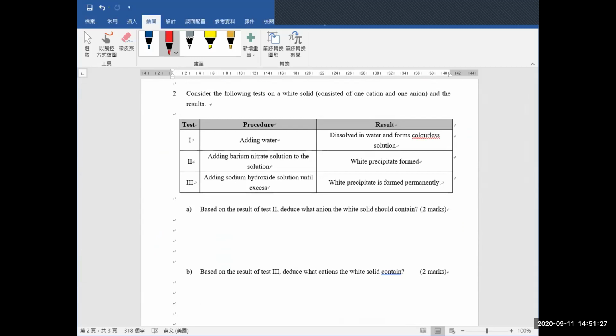Now, let's try question 2. The following tests are done on a white solid. It consists of one anion and one cation. Based on the test results, deduce what anion the solid should contain. How about we take a look at question 2? Are you here? Yeah, let's try.